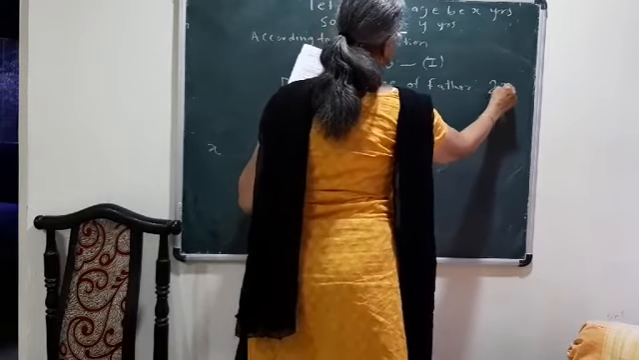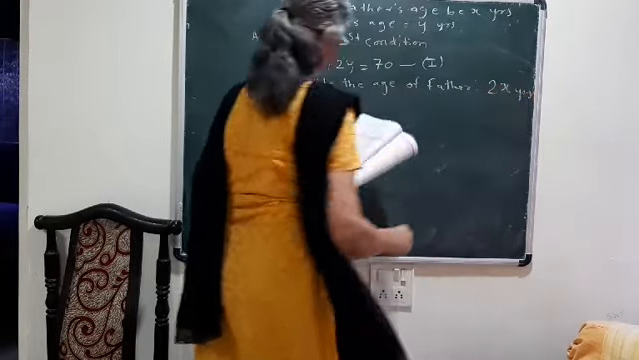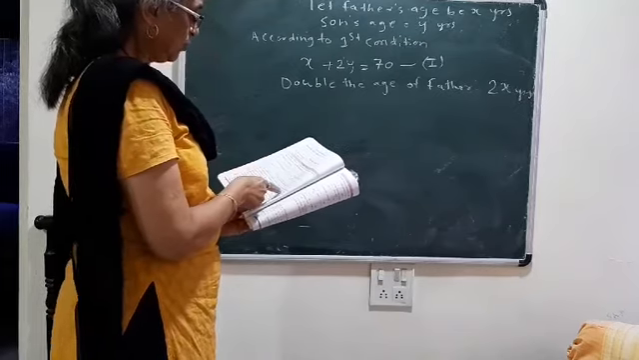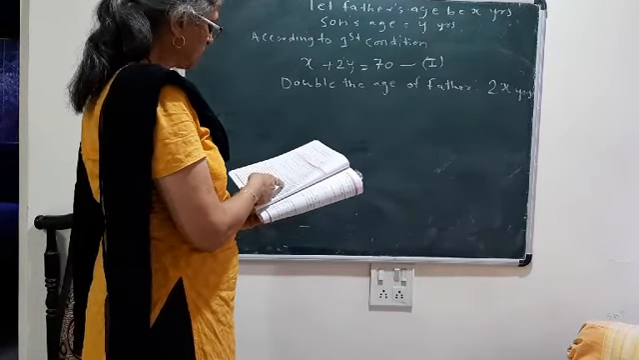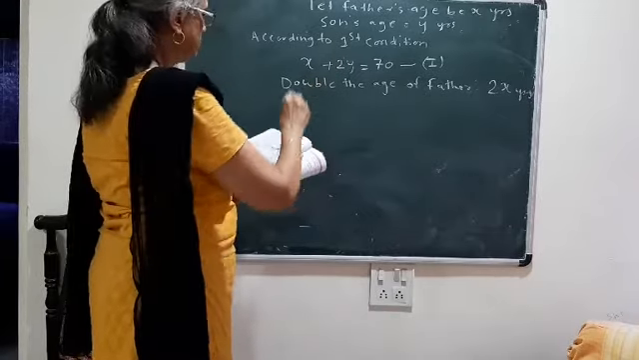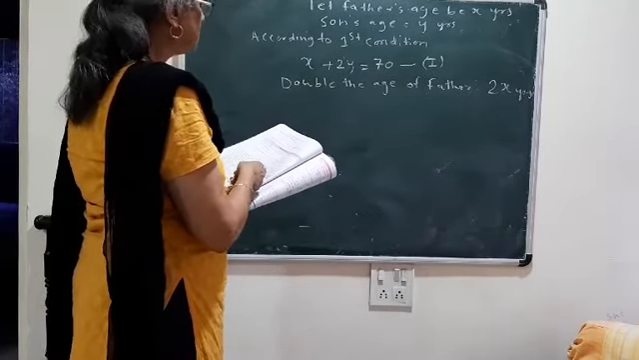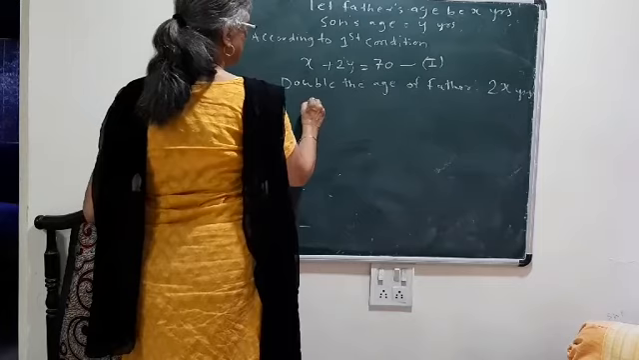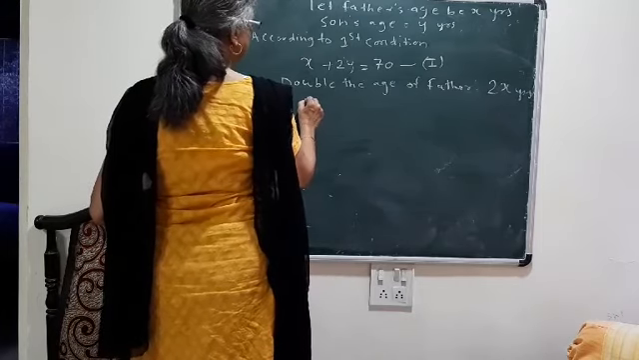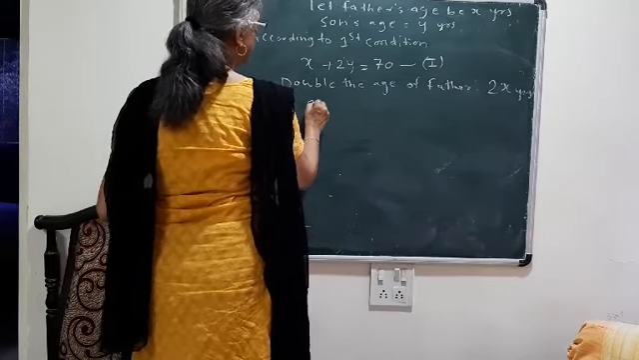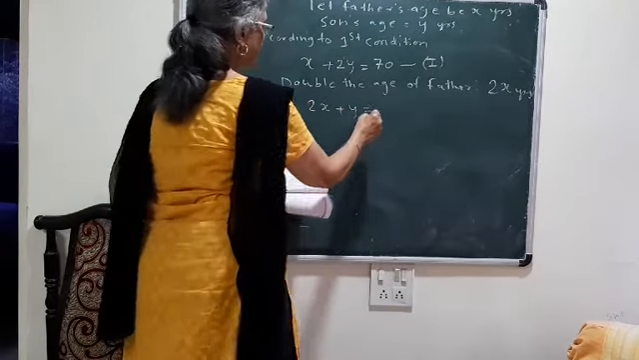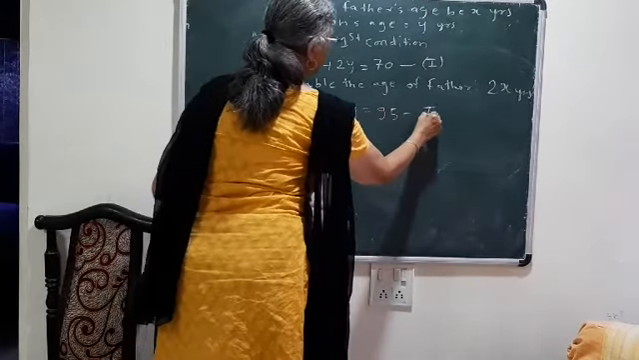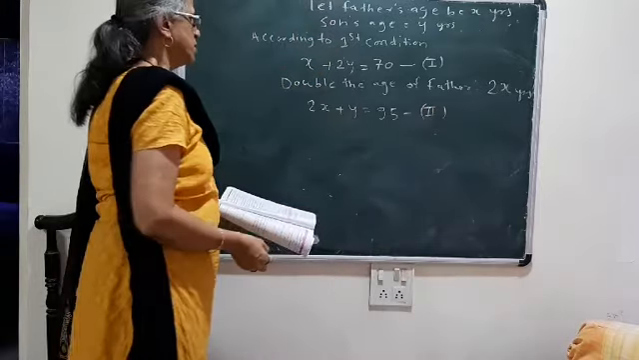That will be 2x years. Followed? If we double the age of the father and add it to the age of his son, so the age of the son is y, then the sum is 95. So what will be the second equation? According to the conditions, 2x plus y is equal to 95. Followed how to form? So that is the second equation.